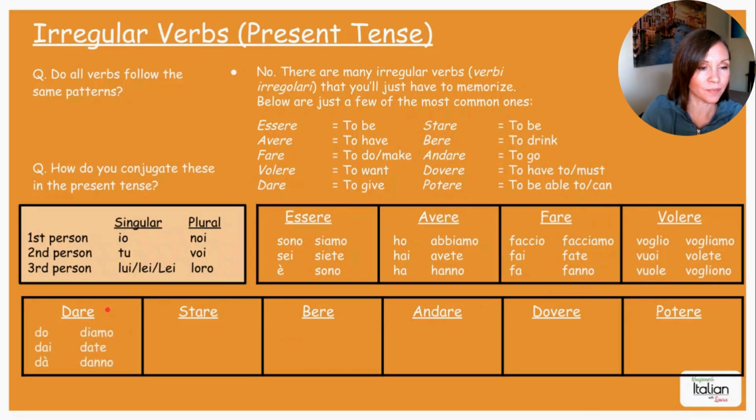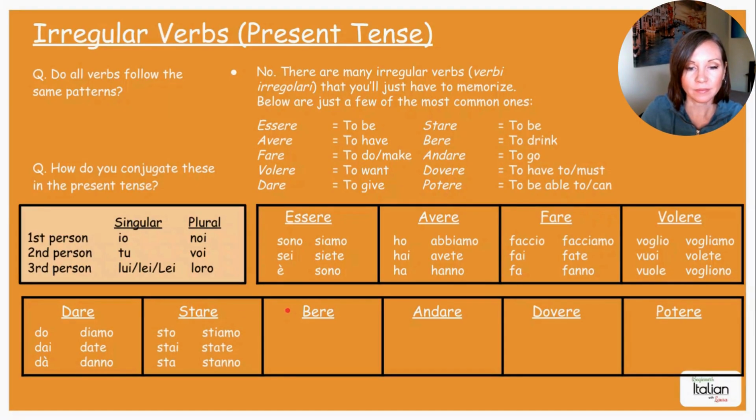Dare, to give: do, dai, dà, diamo, date, danno. Notice there's an accent on dà. That's to distinguish between this and from. Da also means from without the accent mark. So with the accent, it means third person singular of dare. Do, dai, dà, diamo, date, danno. Stare: sto, stai, sta, stiamo, state, stanno.